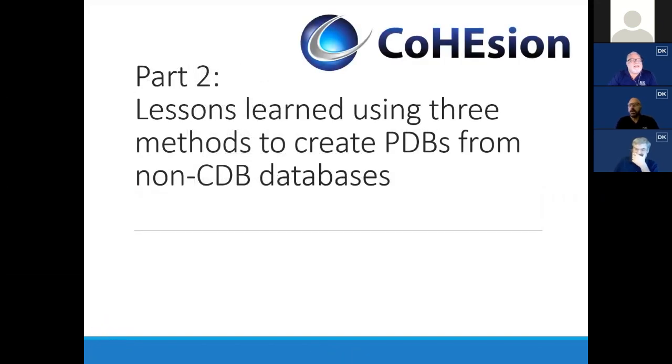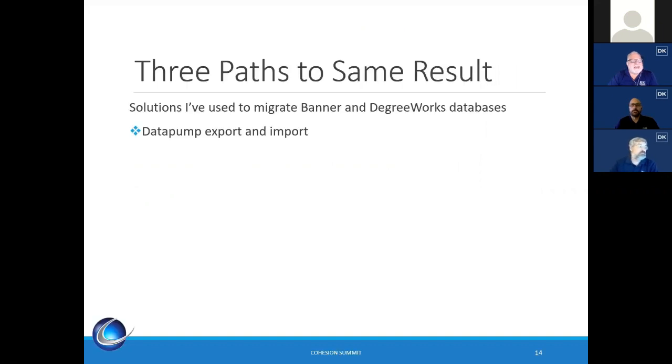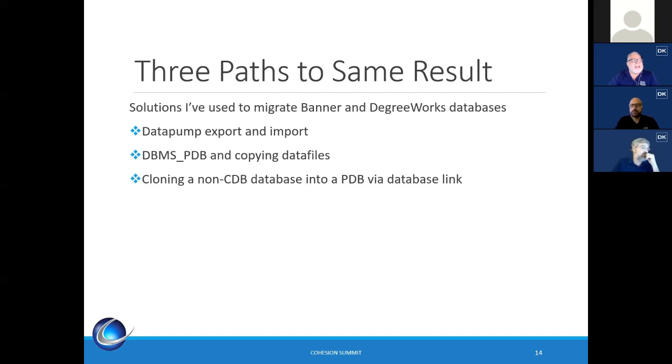Part 2, lessons learned from 3 methods of creating PDBs from non-CDB databases. I have used Data Pump export and import. That works, and I'm going to talk about that in a little more detail. I've used DBMS_PDB and copied data files from one database to another, and I've cloned by way of a database link, which is actually the same way you would clone a database once you're already in containers. Each of these has pitfalls and advantages, so I'm going to talk about each of those.